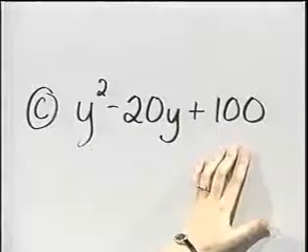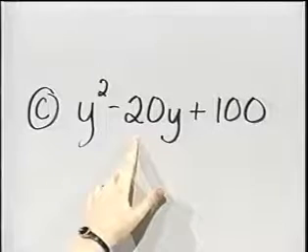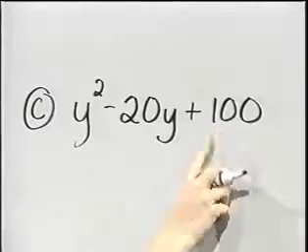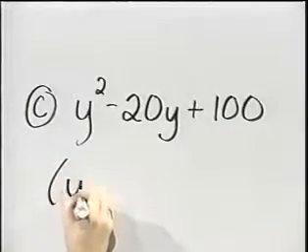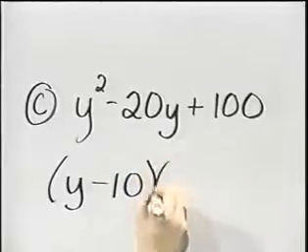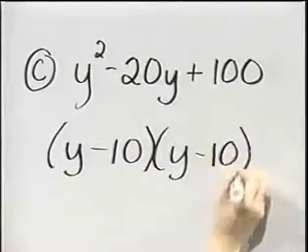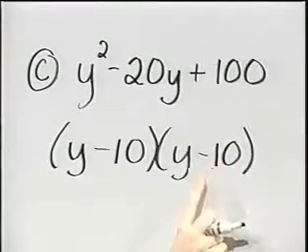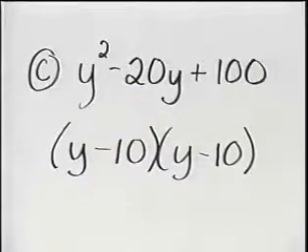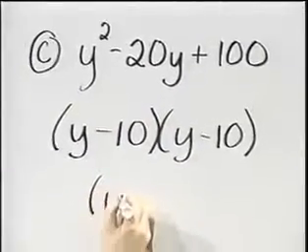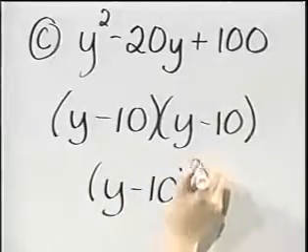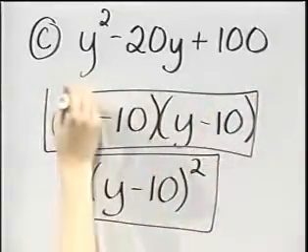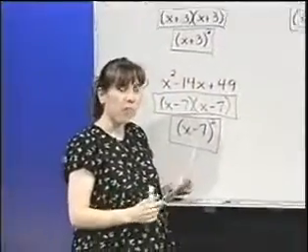Two numbers that multiply to 100, but will add and combine to give you negative 20. And this time, let's do negative 10, negative 10. Y minus 10 times y minus 10. Check, negative 10 times negative 10 is positive 100. Negative 10y and negative 10y is going to give you negative 20y. And so you can also rewrite that as y minus 10 squared. Okay? And I'll box both of those answers in since they're the same thing and both of those are acceptable.